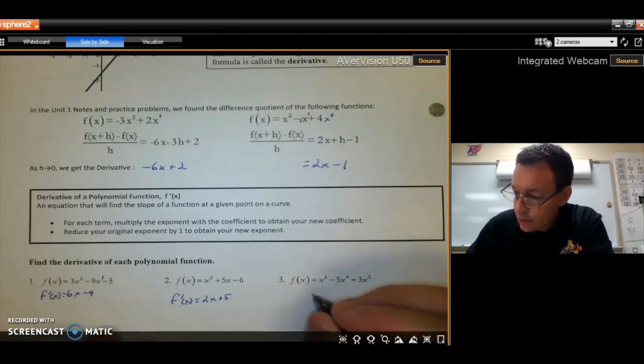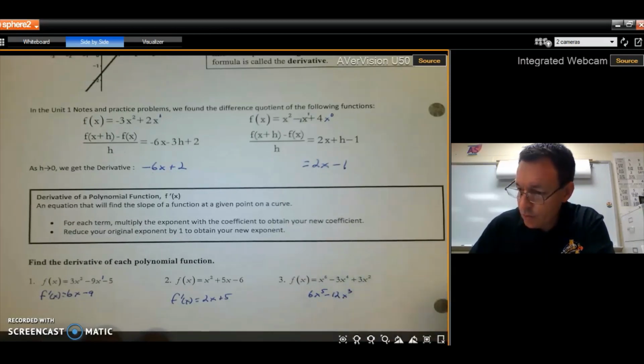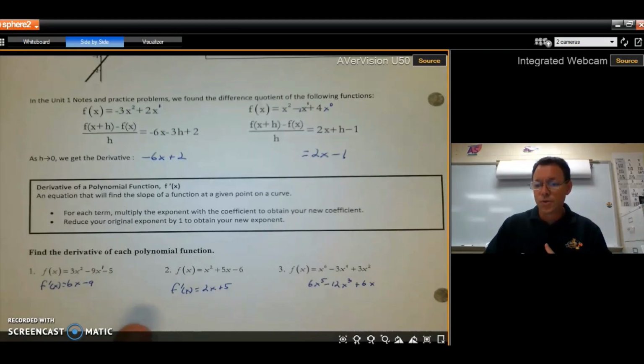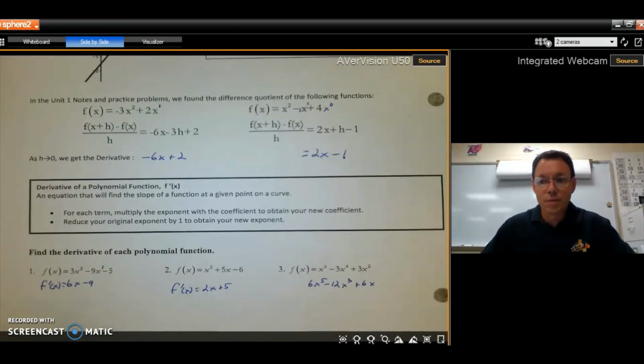Okay. You should have got 6x to the 5th minus 12x cubed plus 6x to the first. And that's your answer. Those are the derivatives. Okay, so we're going to be using this in a second.